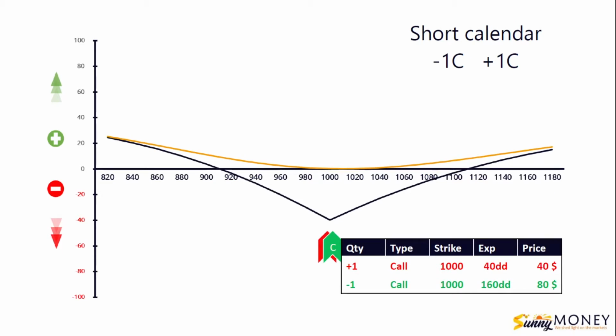The position can also be built in reverse. We buy the short-term expiration date and we sell the long-term expiration date. We can build this if we want to bet on a strong directional movement or an explosion of short-term volatility with consequent misalignment of prices between the two maturities.